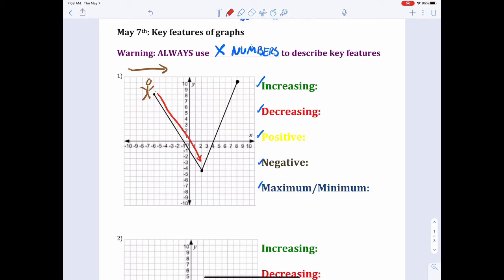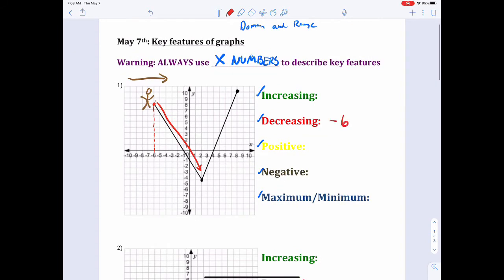And we're always going to use X numbers. So where does he start going down? Right at this point. And what X number is that? -6. Comma. And when does he stop going down? Right at this point. And what X number is that? 2. So from -6 to 2, he's going down. Increasing.